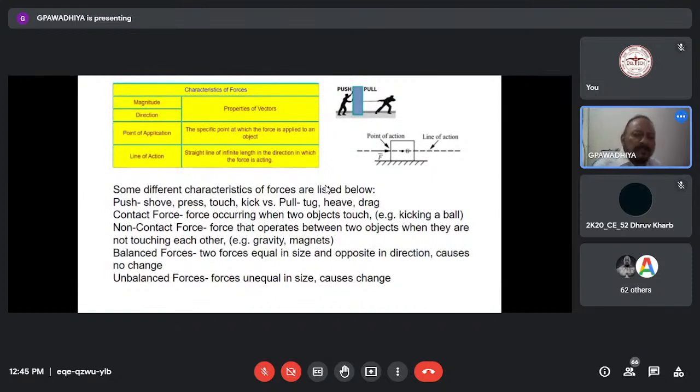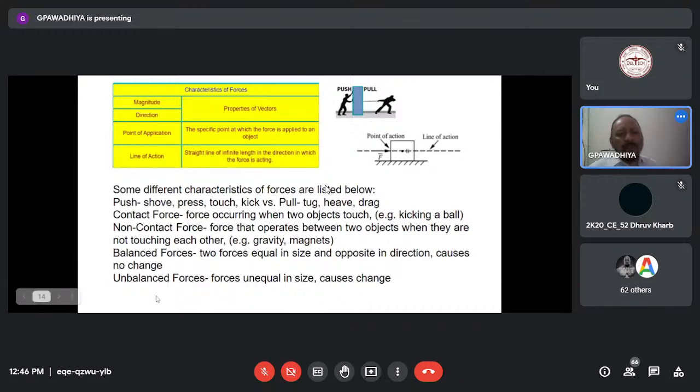Balanced forces: when two forces are equal in size and opposite in direction. Suppose one person is pushing this and another starts pushing in the opposite direction, then this will become a balanced force, if this box doesn't have any deformation. If it doesn't have any deformation, then it will be a balanced force.